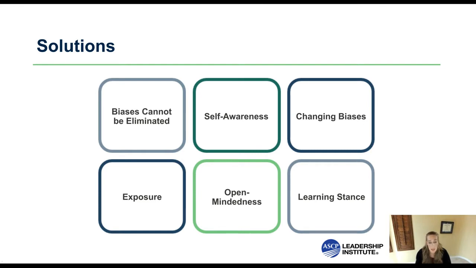So along similar lines, taking a learning stance can also help. We can take a learning stance through reading books, through traveling, through watching movies, through involving ourselves with people who are different than ourselves. The more we expose ourselves, the more open-minded we are, the more we increase our self-awareness, we can change the impact that our biases have on our thoughts, beliefs, and actions.